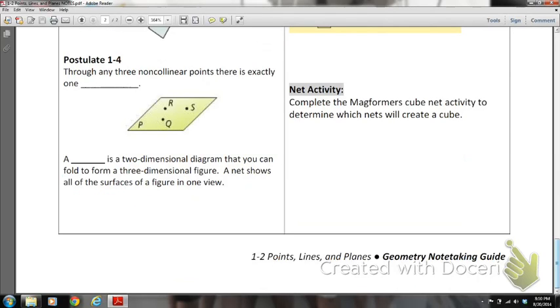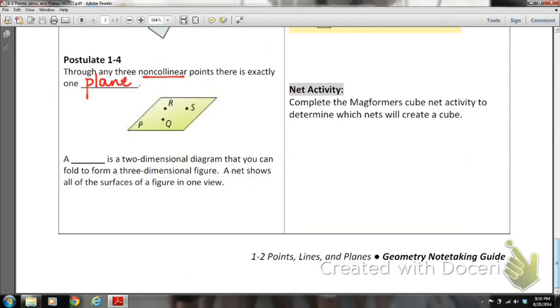Postulate 4, through any 3 non-collinear points, there is exactly 1 plane. So non-collinear means that any 2 of the points are going to lie on the same line, but the third point does not lie on the same line. So that makes them 3 non-collinear points.